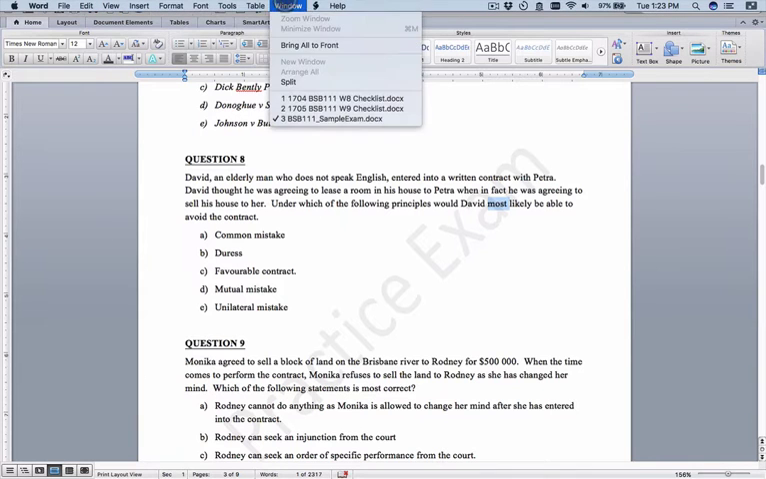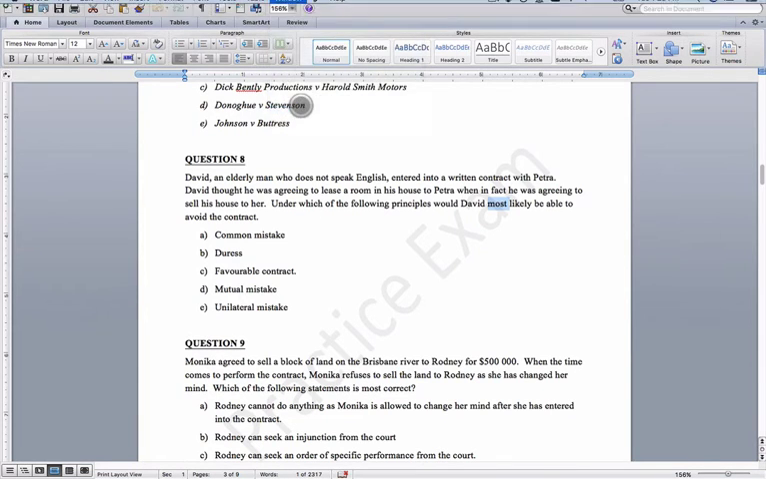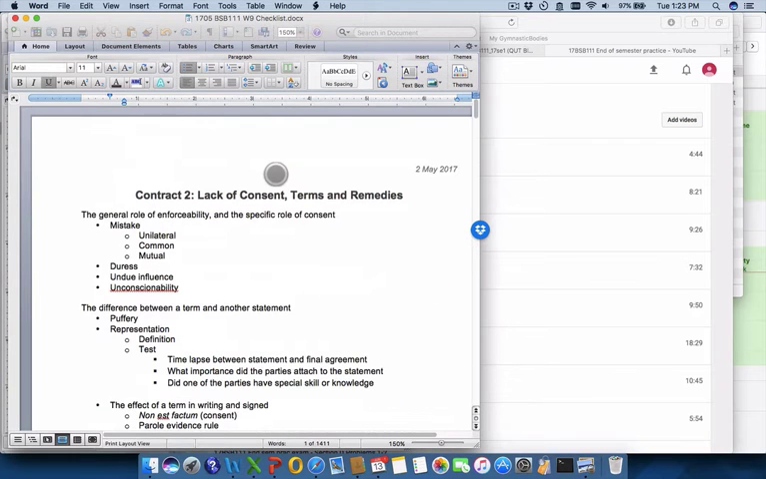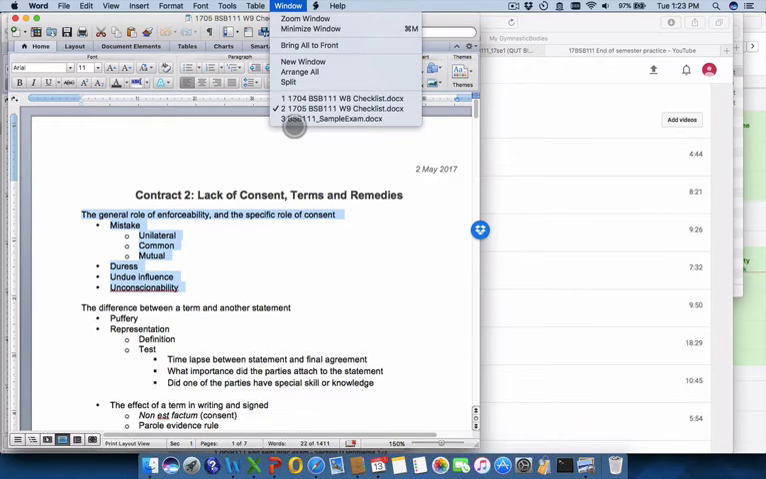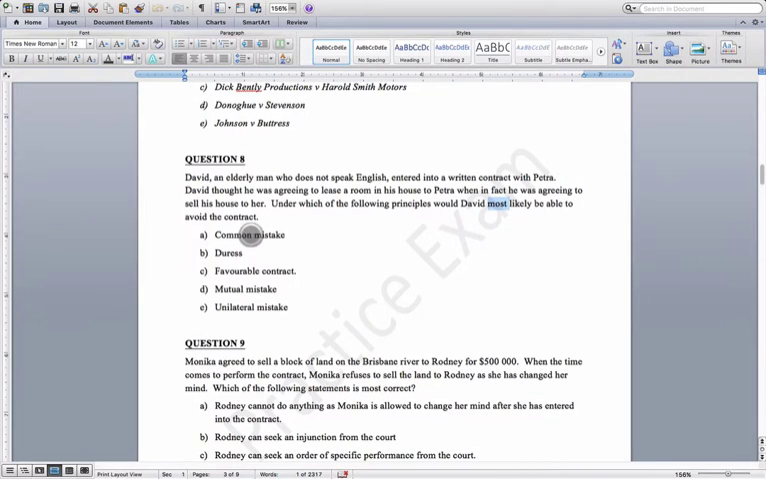Now, it just so happens I've been in the specific area already in my handy dandy hint sheet about a lack of consent. And you can see here that we're talking about mistake, duress, undue influence, and unconscionability. And we see mistake, duress, mistake, and this favourable contract. I've never heard of that before, so I've got no idea what that could possibly be. So it looks to me like it's an enforcement problem, just looking at these topics here.